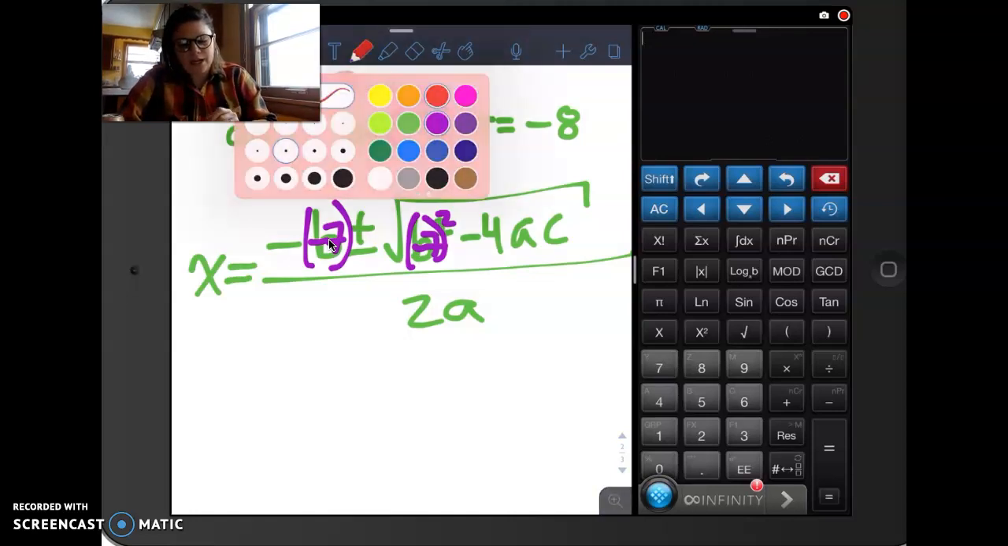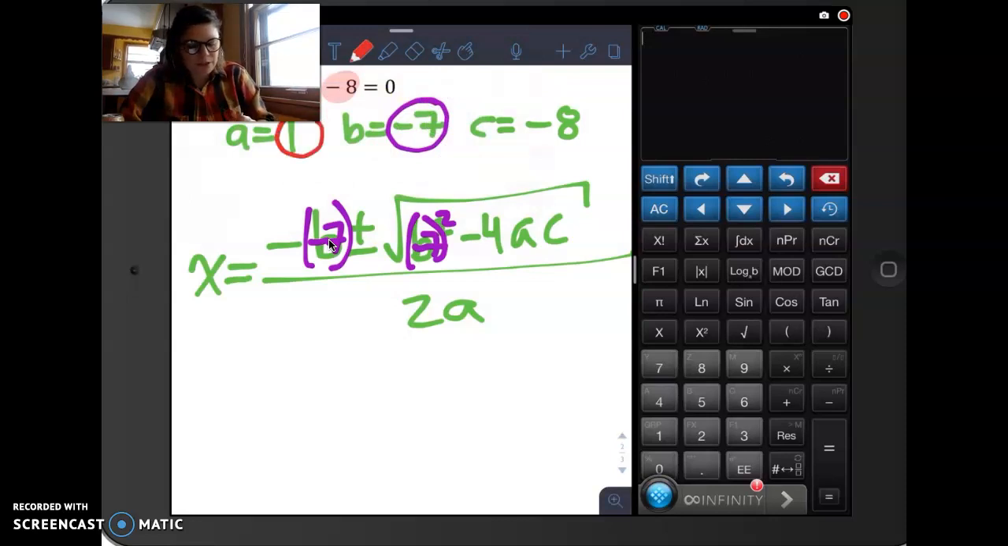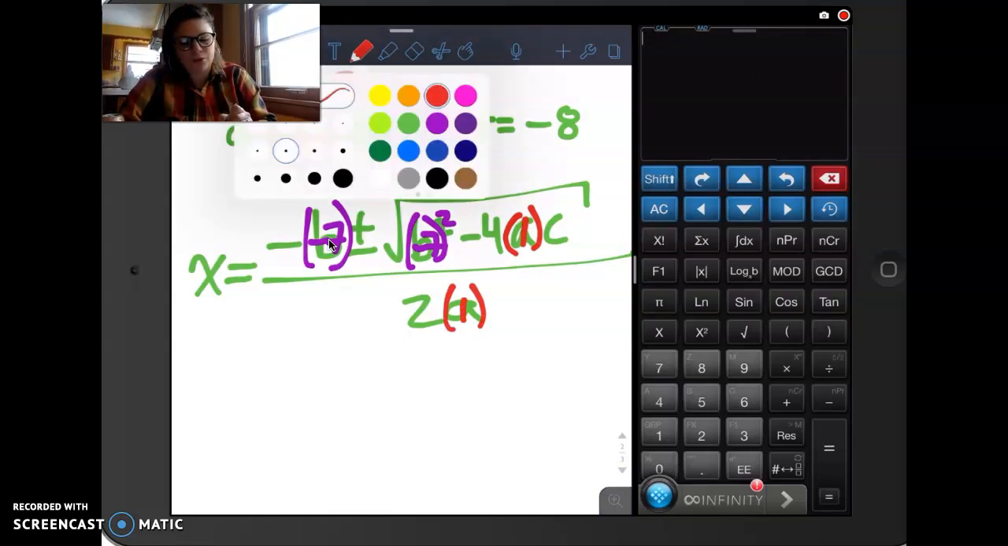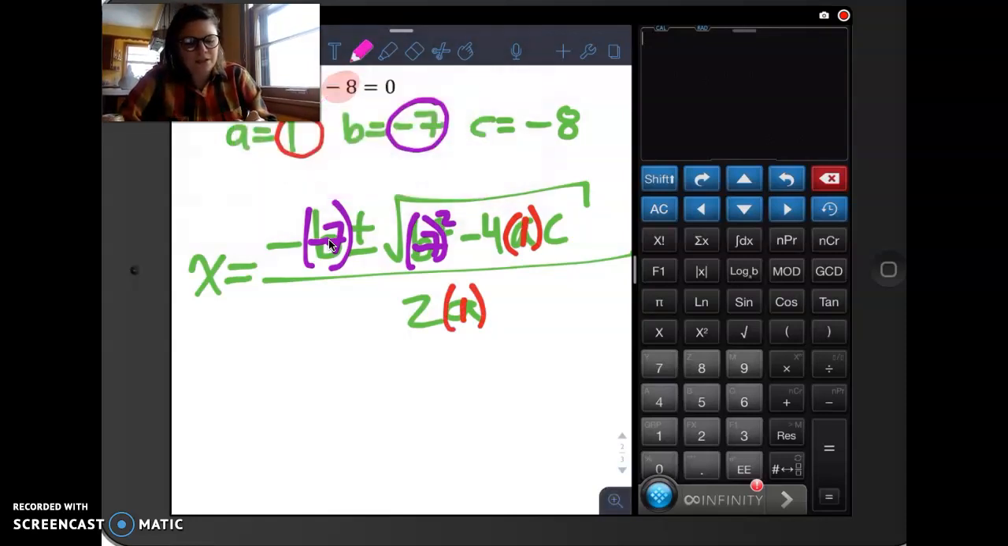Let's find the a. The a is 1, pretty easy. Just replace the a with a 1 in parentheses. Always plug in using parentheses. It's the best way to avoid making mistakes. There's only one c in this formula, so you're going to put that c in there. It looks a little messy right now.